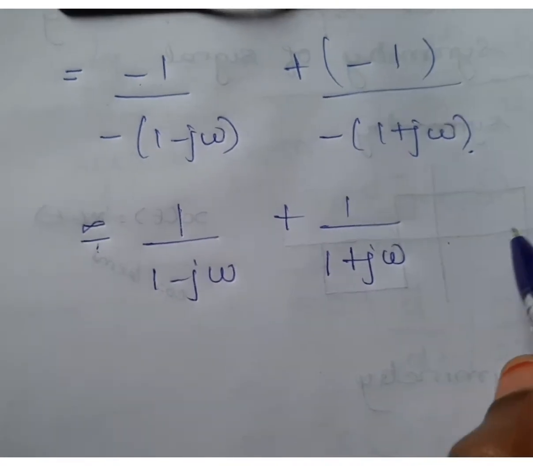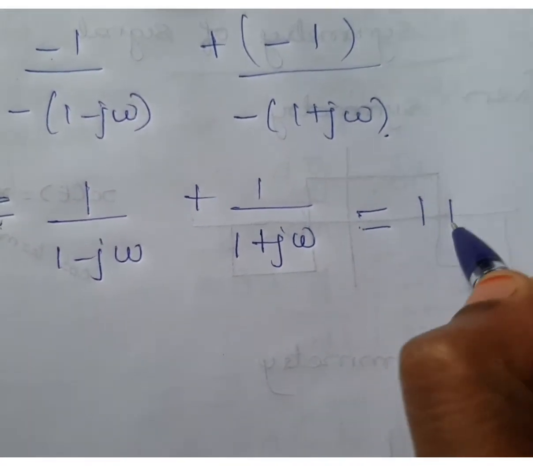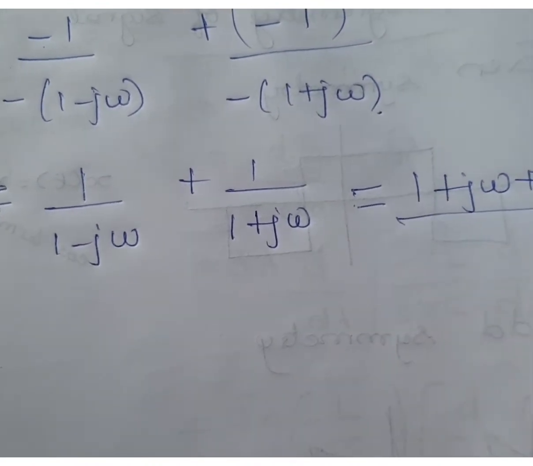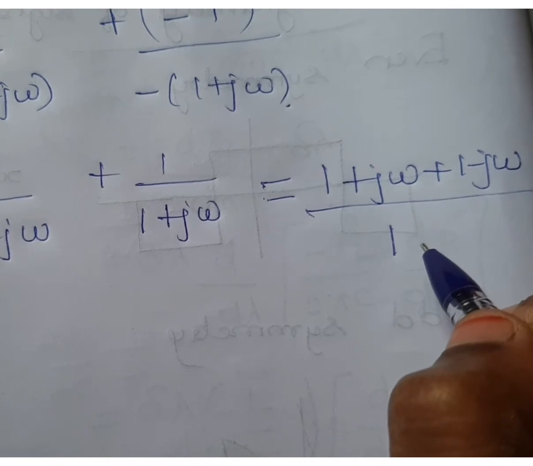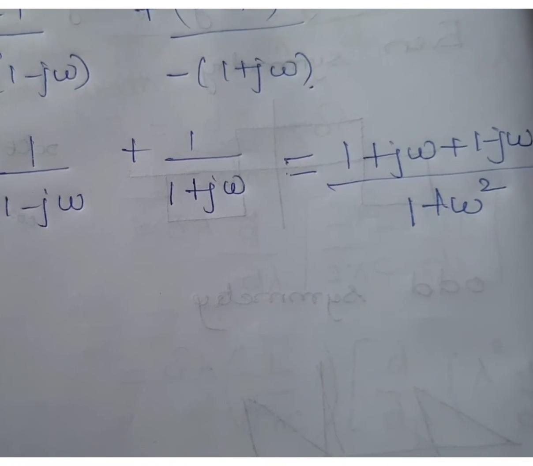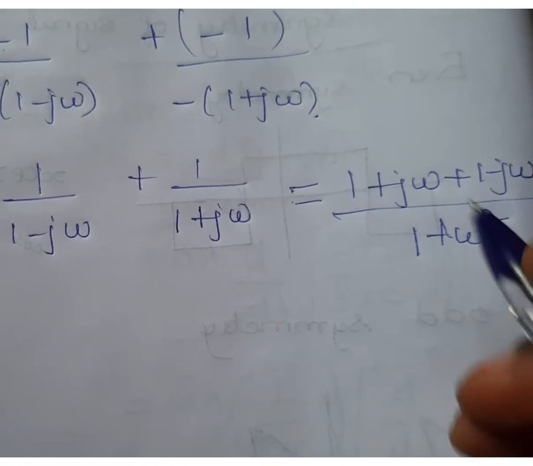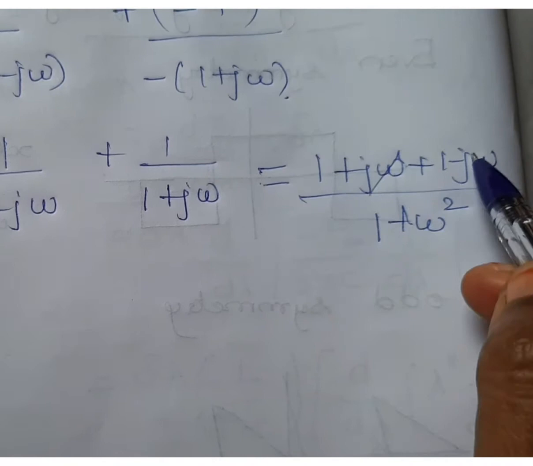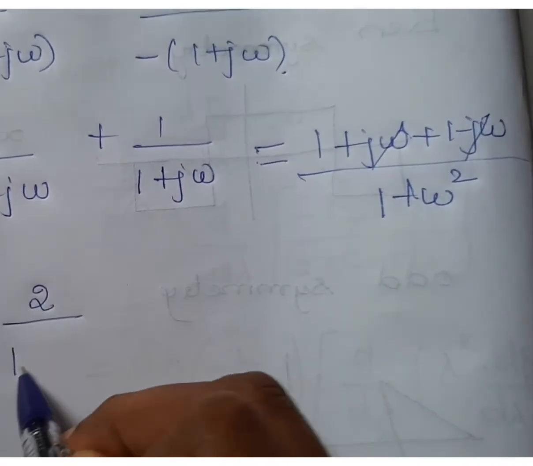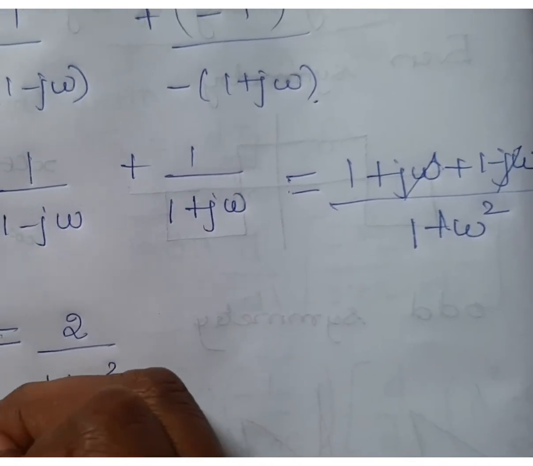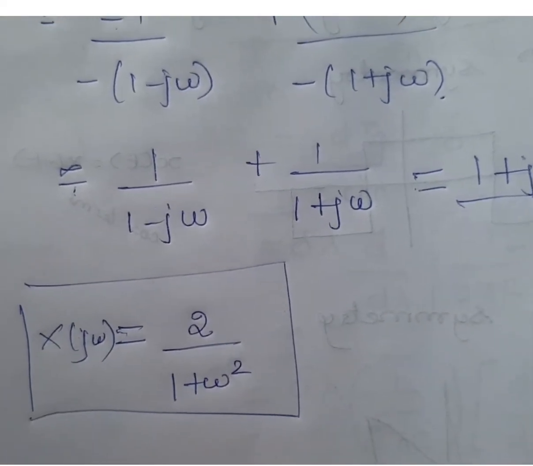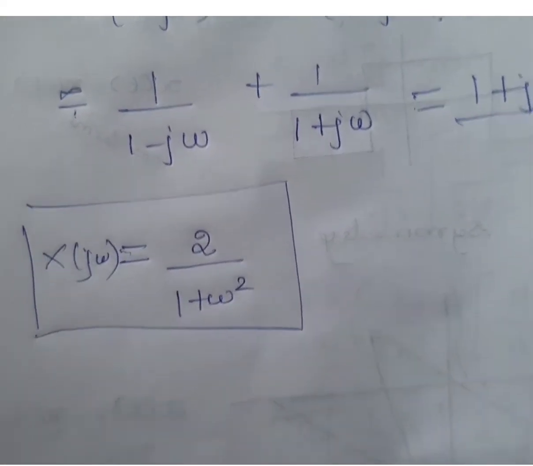Okay. So if you take the LCM, what happened? 1 plus j omega plus 1 minus j omega divided by a square, a plus ib into a minus ib is a squared plus b squared. So a squared is 1, 1 squared, 1 plus omega squared. So here the plus j omega and minus j omega get cancelled. So the remaining value is 2 by 1 plus omega squared. So it is our Fourier transform value, that is x of j omega is equal to 2 by 1 plus omega square.